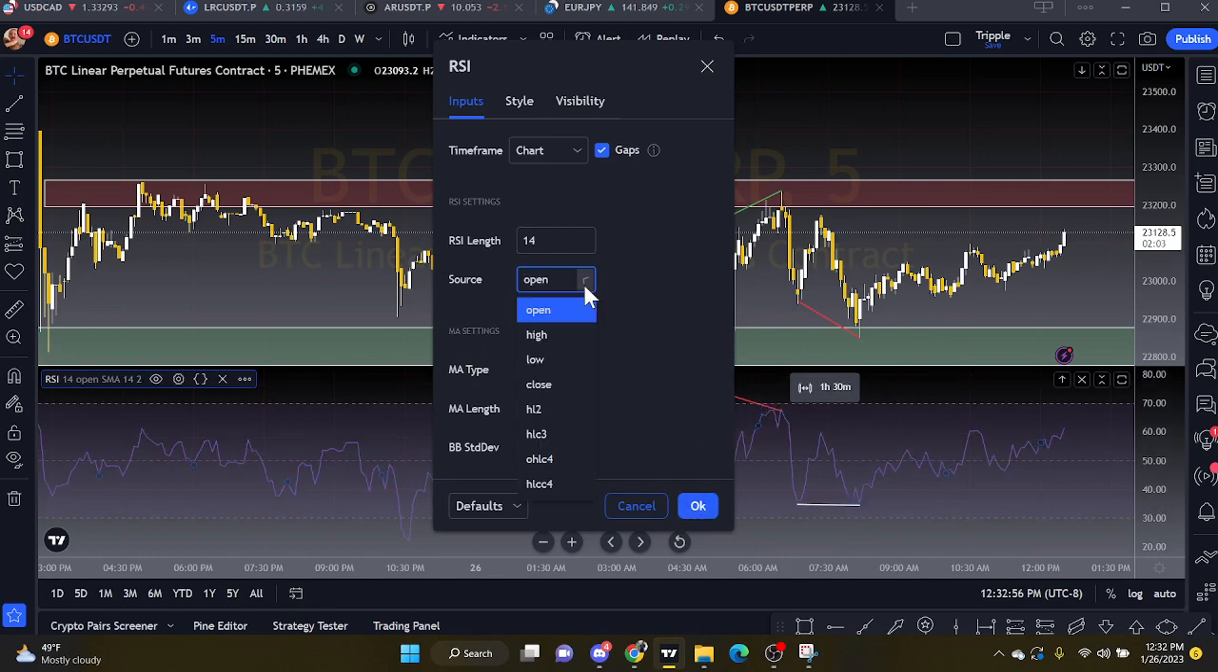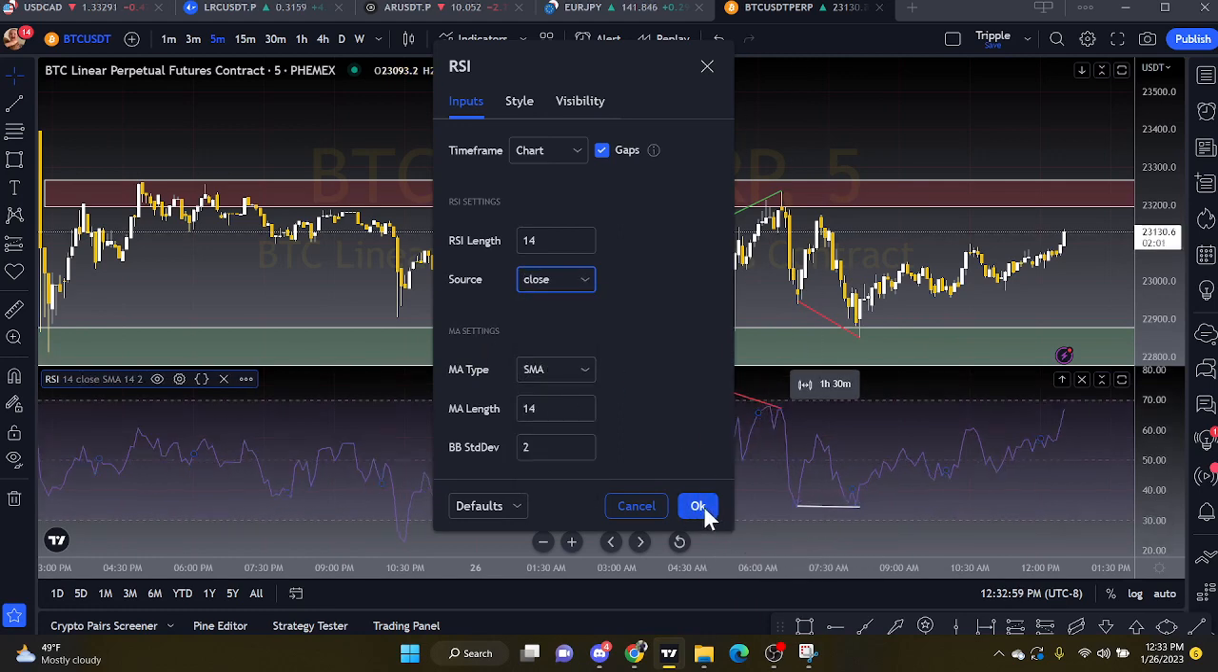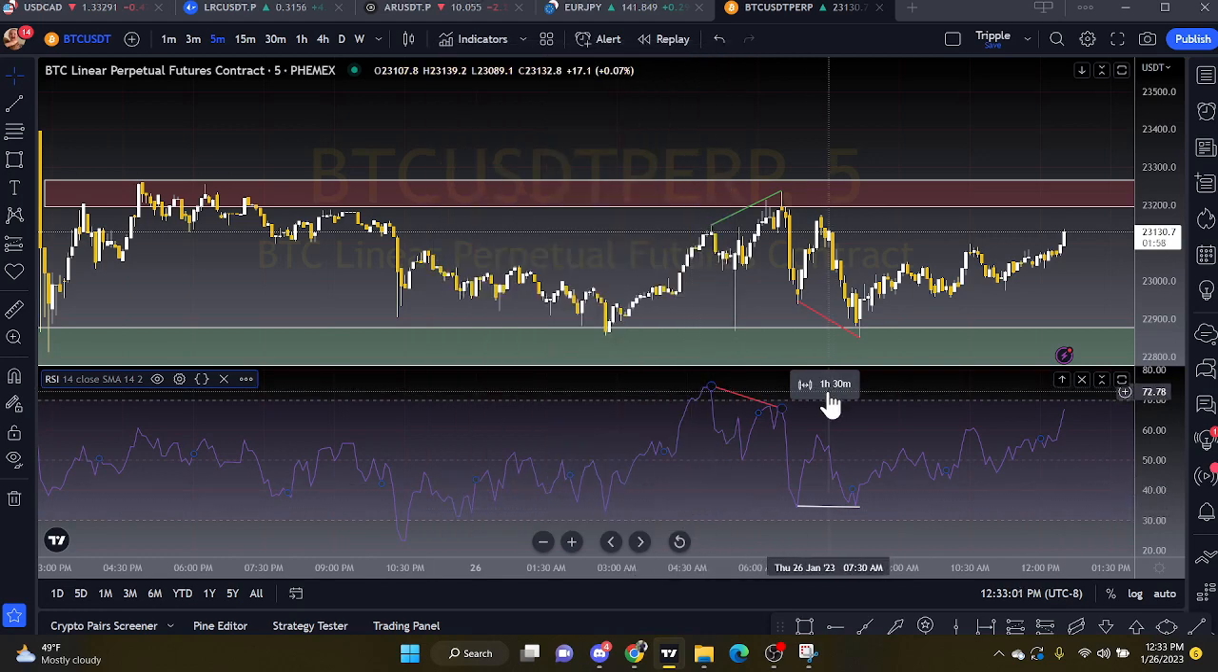So pretty much if you have it on default, right? It stays on close like that. Yeah, the way it was. Okay, exactly. Alright.